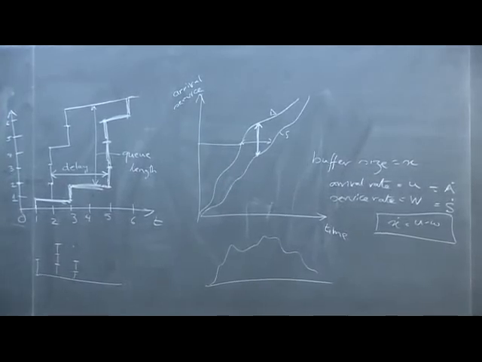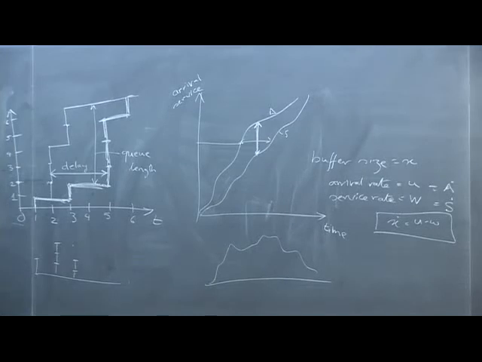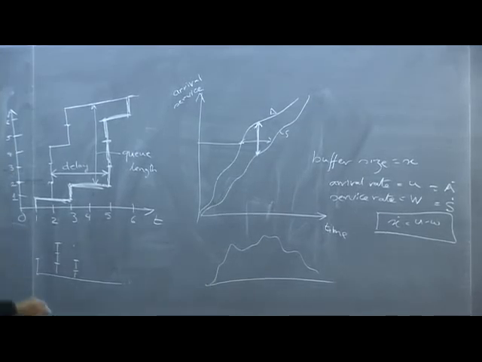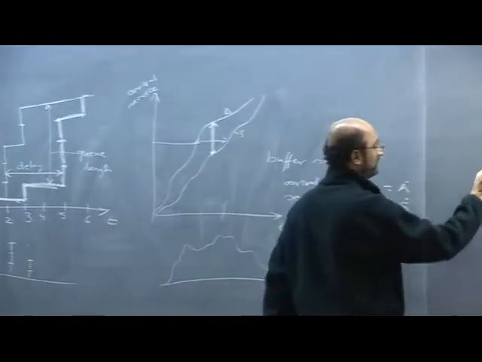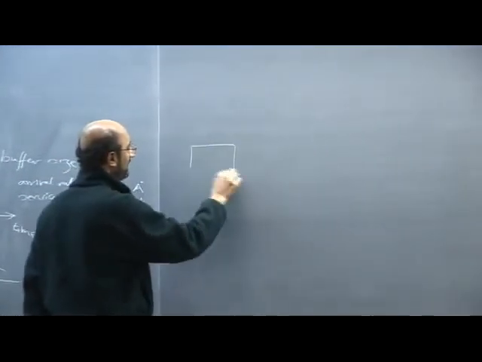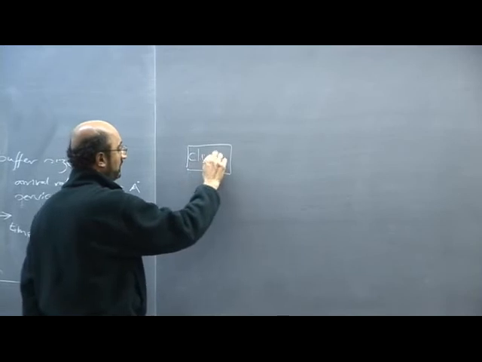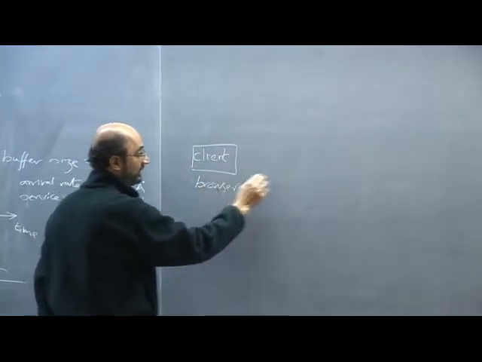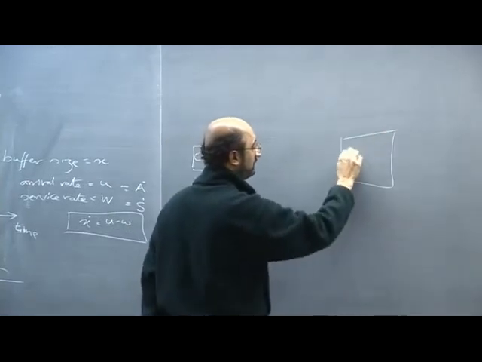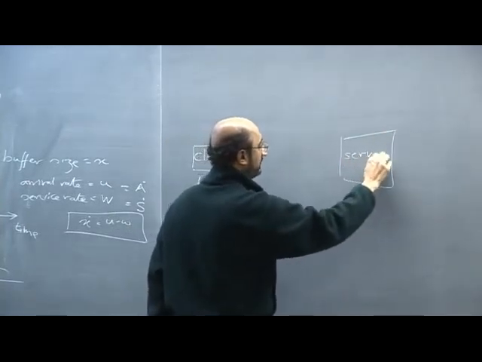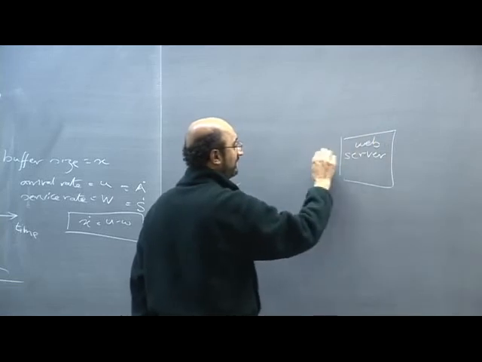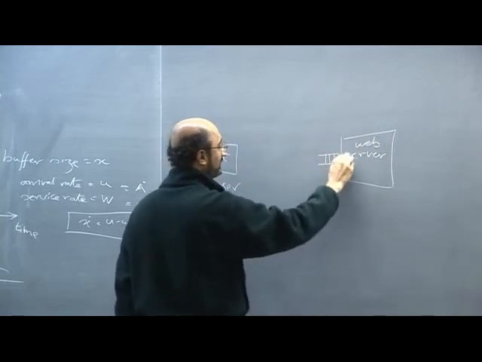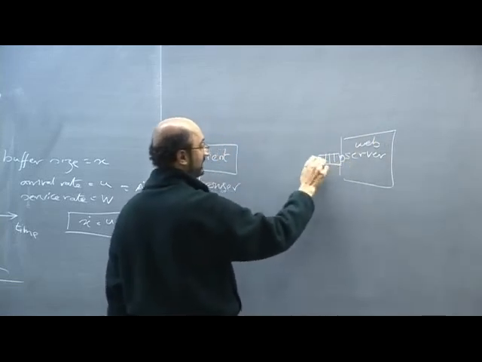I want to just mention one more thing, and then we'll take a break, which is that let's view the whole system a bit more carefully. We have some client over here, which is like a web browser, and then over here we have the server, the web server, and it has some queue, and we always draw queues like this. That's a server and that's a queue.